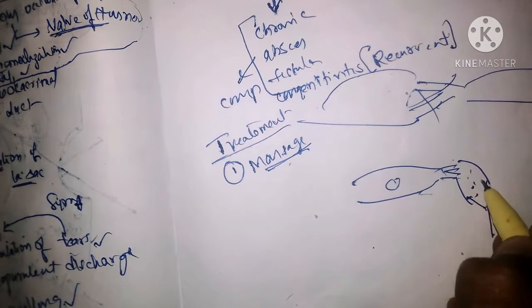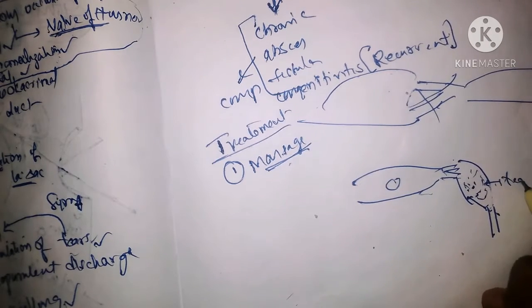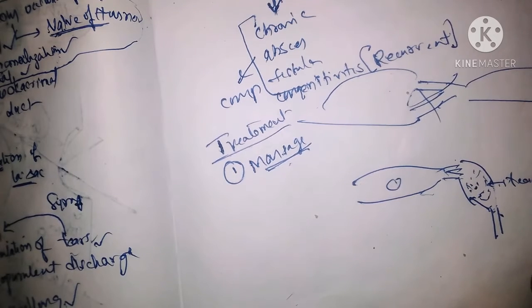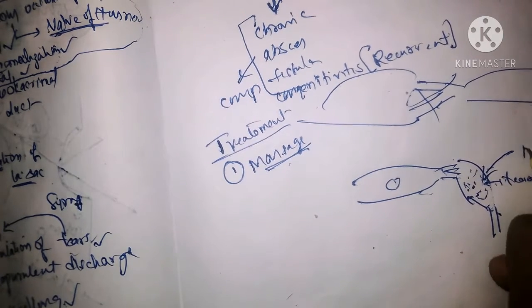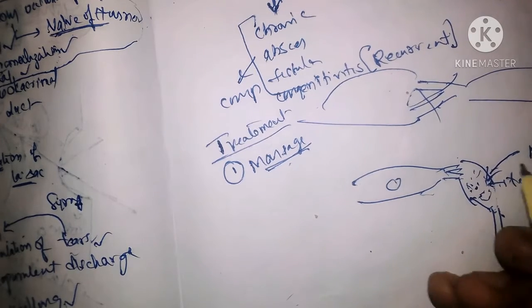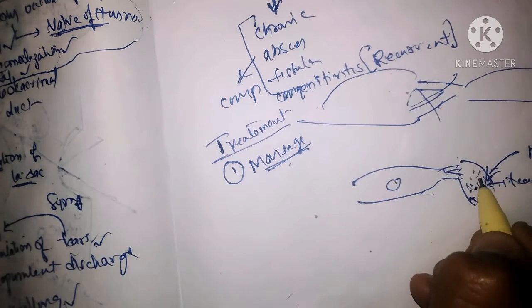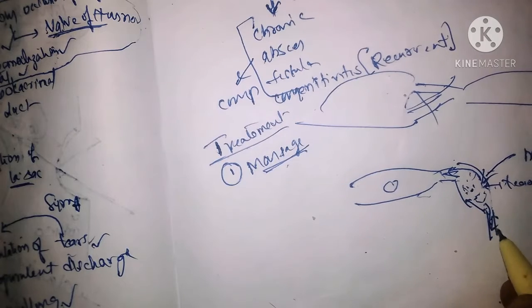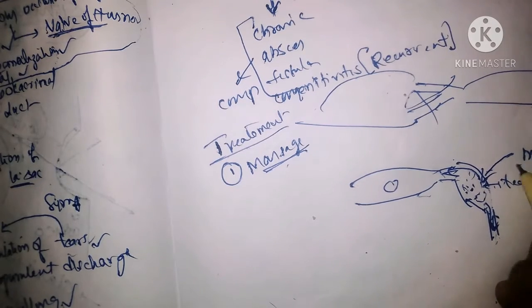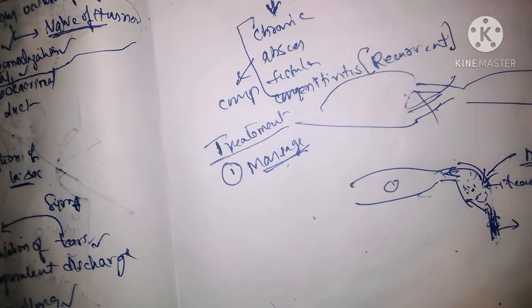So here there is accumulation of tears, right? Whatever tears or mucopurulent discharge. As there is accumulation, you will apply pressure by massage. You will massage here. Due to this massage, pressure will be transferred to the puncta and nasolacrimal duct also, right? So as you go on doing this massage, if there is any obstruction, it will be removed due to the pressure.